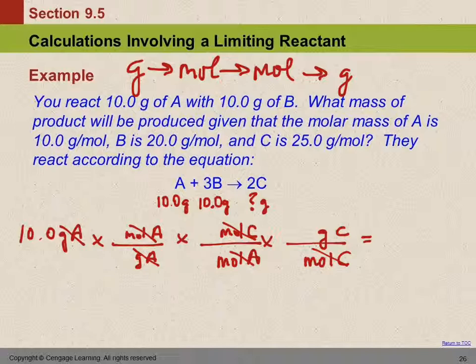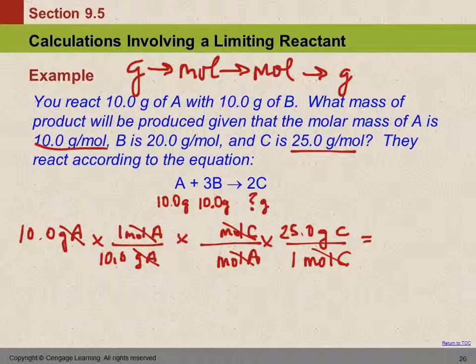So what's the relationship between grams of A and moles of A? Well, they gave it to us. It says the mass of A, the molar mass, is 10 grams per mole. So that means for every 1 mole of A, we have 10.0 grams of A. And they gave us the molar mass of C was 25. We need that over here at the end. 25.0 grams of C per 1 mole of C.